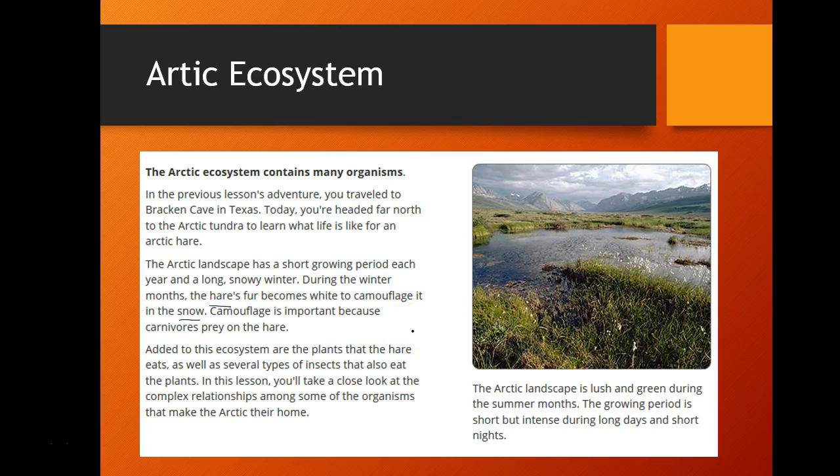Also in the ecosystem, there are plants, right? And those plants are eaten by the hare. And there are also other insects that eat the plants as well. And so you see there are already lots of different relationships. Even if you're just looking at the hare, you're looking at how the hare eats plants and how other carnivores eat the hare. So what we'll be looking at is how we can organize all of those relationships that occur in an ecosystem.